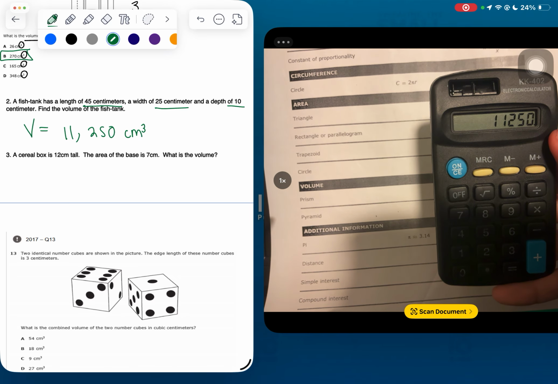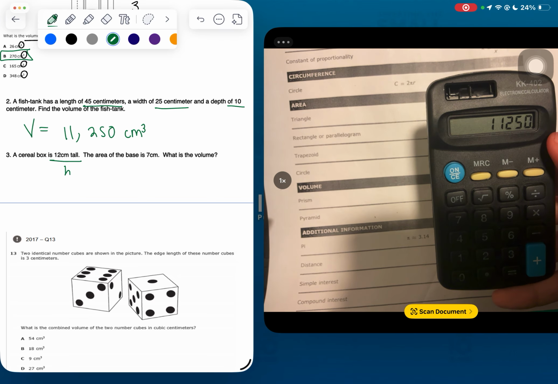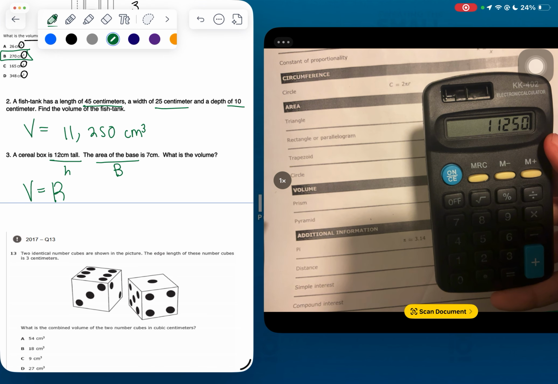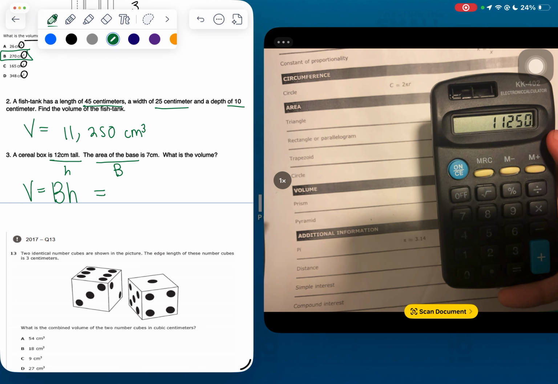The next one. They give you the height, so H. They give you the area of the base, so capital B. And you know that volume is equal to capital B times H. So what do you need to multiply? You do that one.